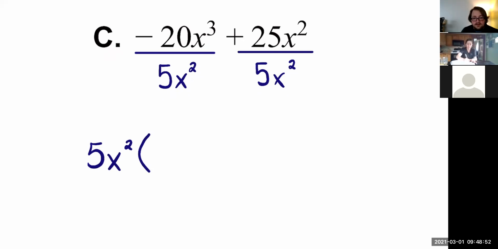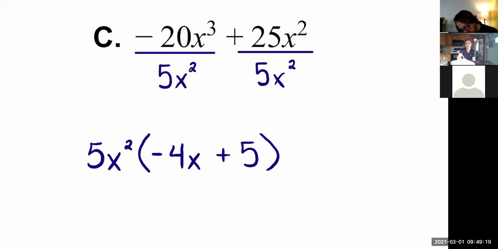So negative 20 divided by 5 will give me a negative 4. X to the third divided by x to the second would be just an x. Technically, if you wanted to see x to the power of 1, it's the same. We usually hide the ones. 25 divided by 5 gives me a 5. And x to the second divided by x to the second, they're gone. There was 2 there. We took 2 away.